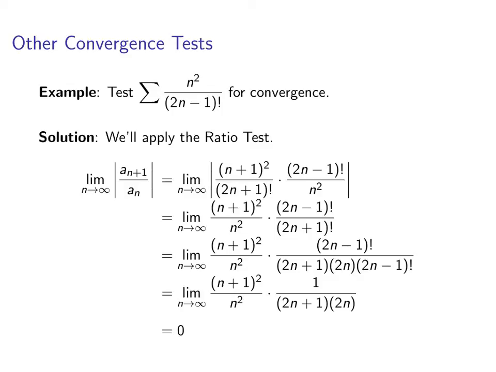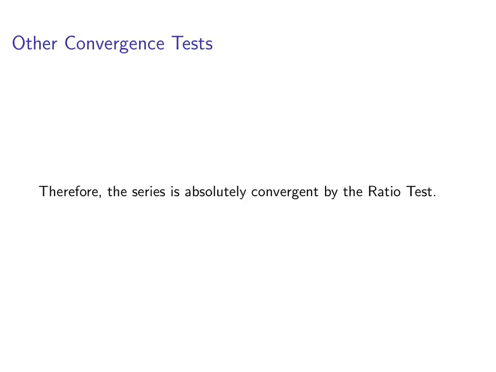How do I know that? Well, it's time to be a little grown up about limits of these types, limits of rational functions. The degree in the bottom is 4th degree. The degree in the top is a 2nd degree. So if the degree in the bottom is bigger, then we get a limit of 0. And that's smaller than 1. So the series is absolutely convergent by the ratio test.